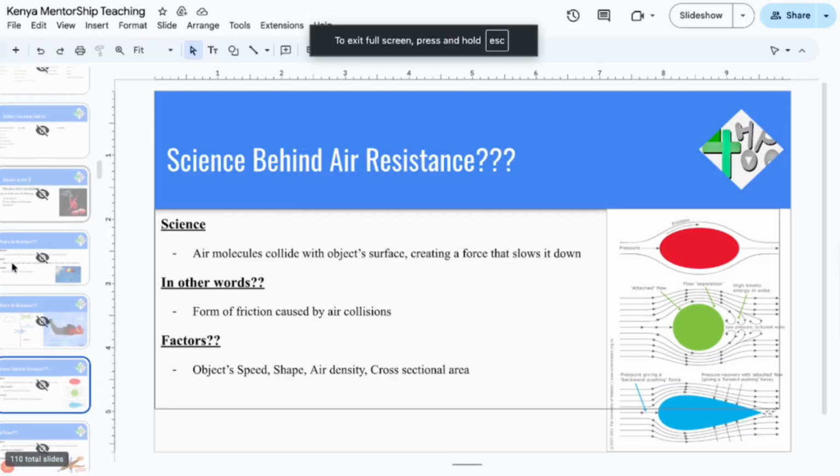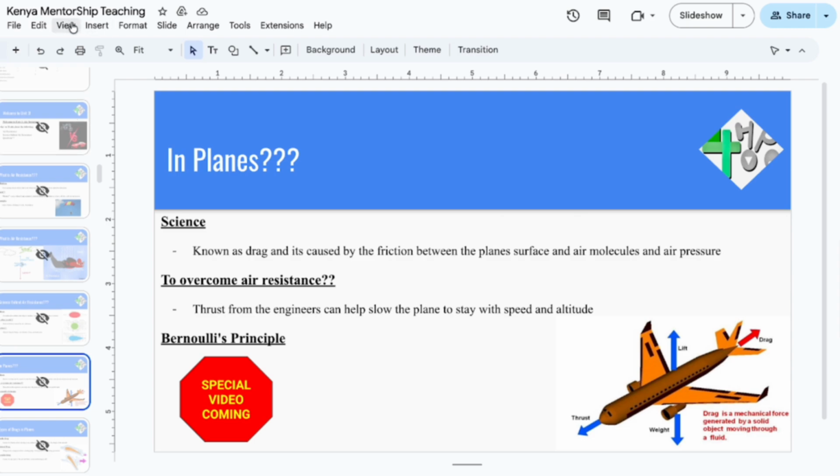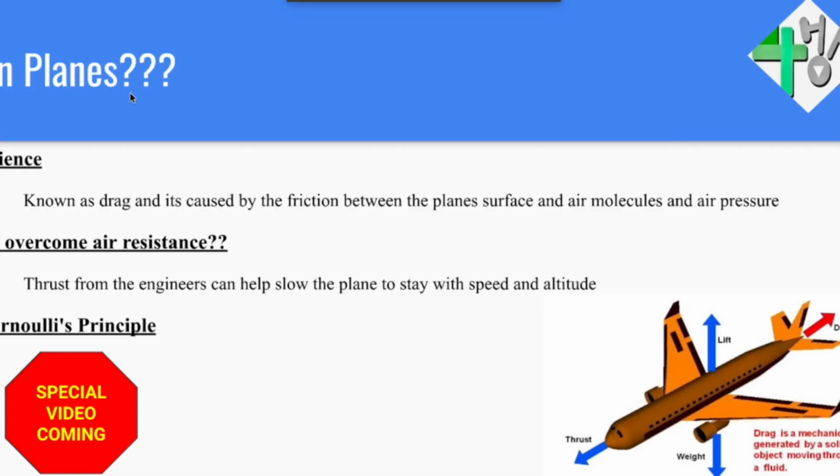Now let's discuss planes specifically. You may be wondering whether planes have this as well. The science behind that is that it's known as drag, and it's caused by the friction between the plane's surface and the air molecules and air pressure. To overcome this air resistance, you may ask? If you have a lot of air resistance and nothing to power the plane, it could slow down.